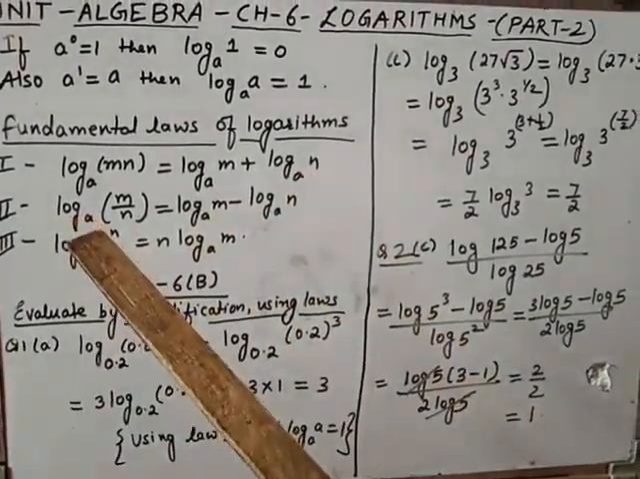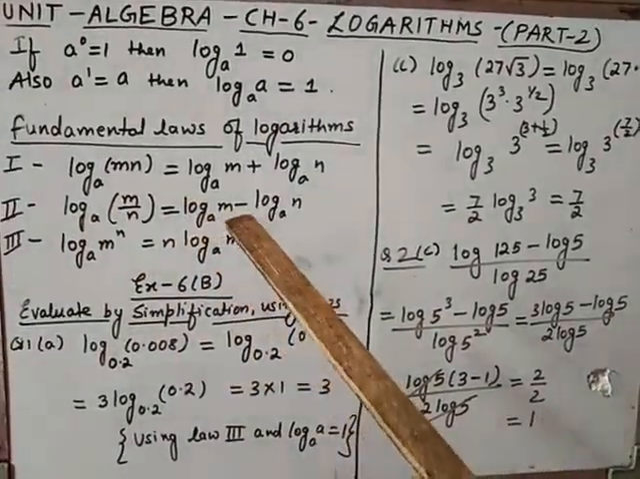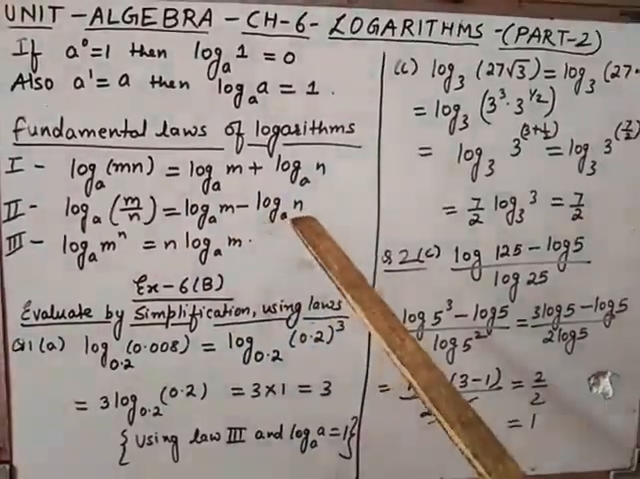Second law, log to the base a of m upon n equal to the log to the base a of m minus log to the base a of n.